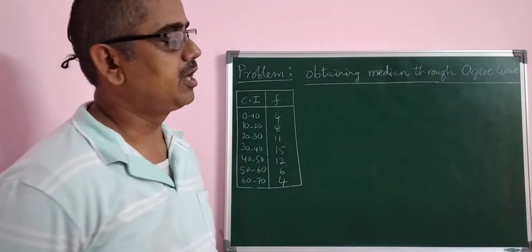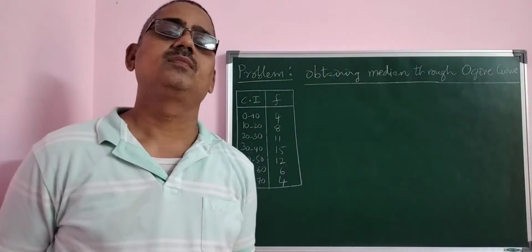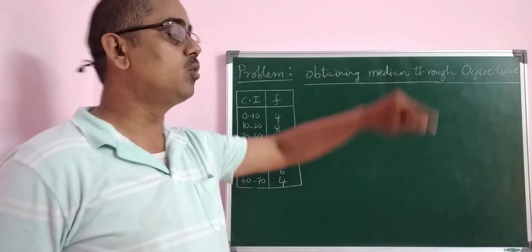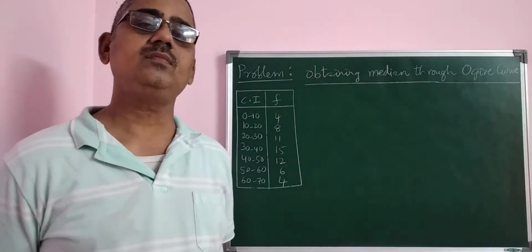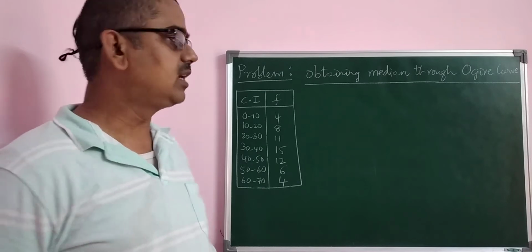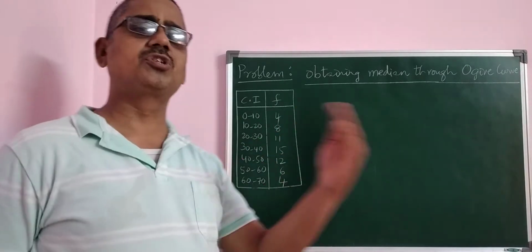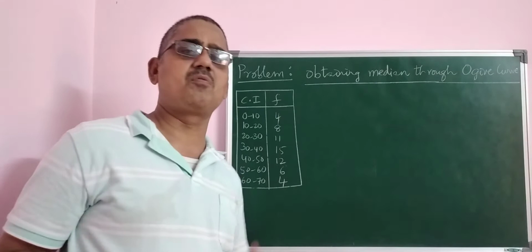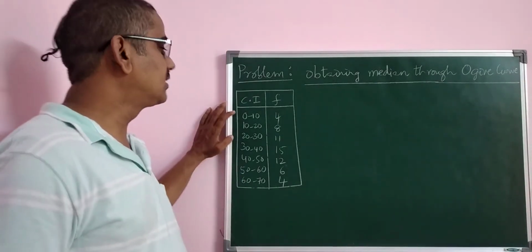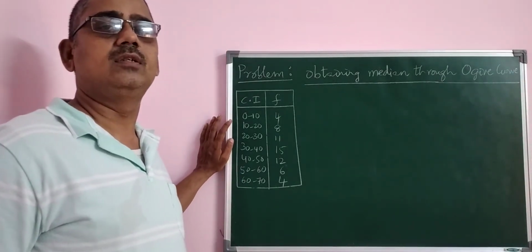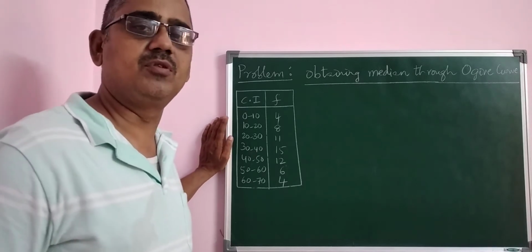In this lesson, I do a problem of obtaining median through Ogive curve. So calculate median through Ogive curve for the following data. This is the problem. The data is this: class interval and frequencies. A continuous grouped frequency distribution it was.